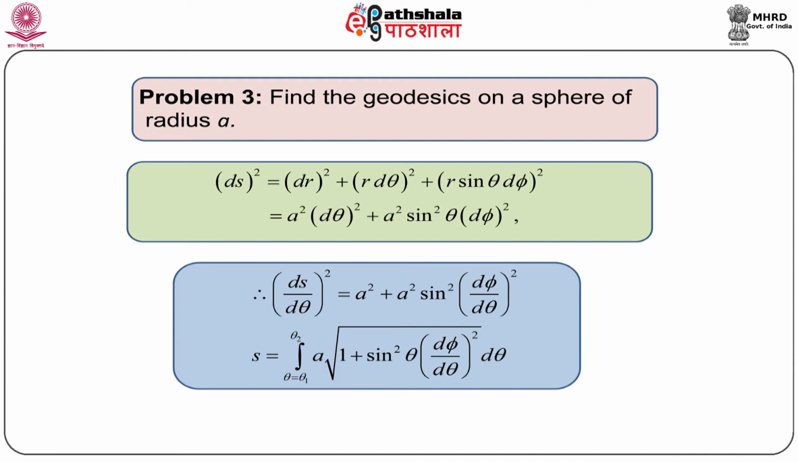In spherical polar coordinates r, theta and phi, we have ds square equal to dr square plus r square d theta square plus r square sin square theta into d phi square. Since for a sphere of radius a, we have small r equal to a, therefore, dr equal to 0. Using this, we get ds square equal to a square into d theta square plus a square sin square theta into d phi square.